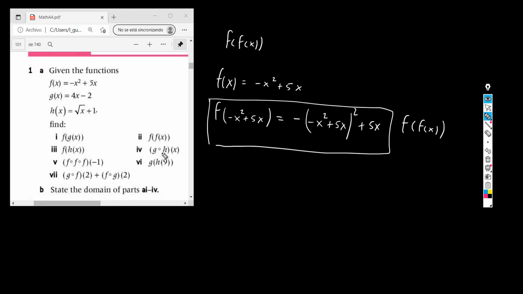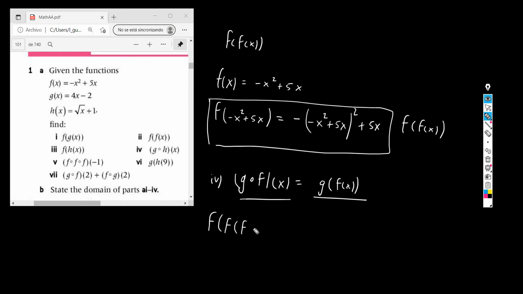Remember this notation, guys. What does this mean? When you have it like this with the circle, g composed with f, it means exactly the following. So if you know how to do this, then you know how to do this, because they mean the same, right? F composed with f composed with f of minus 1. So that is f of f of f of minus 1. So basically, you first have to find this one, f of minus 1. How much is f of minus 1?